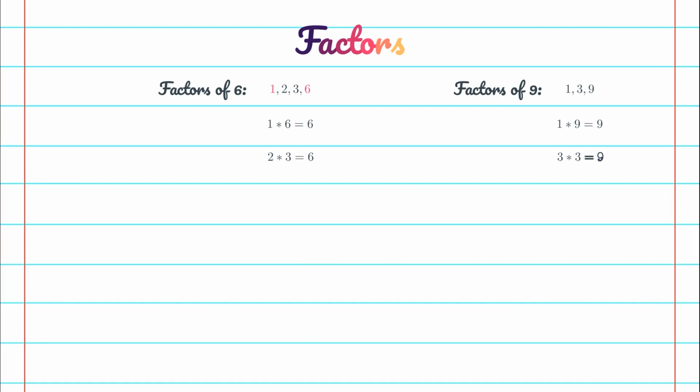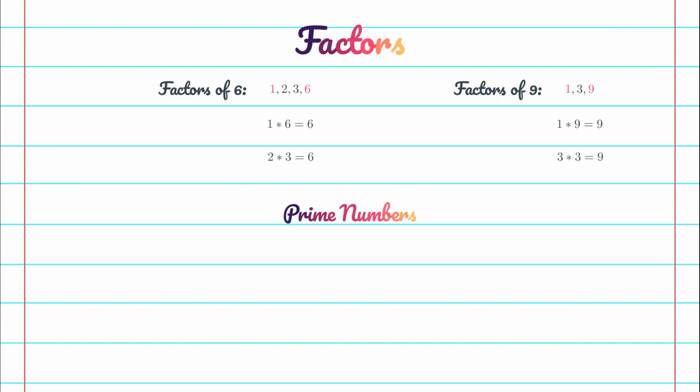Now that we know what factors are, let's move on to our next topic, which is prime numbers. Prime numbers are numbers that have only two factors, 1 and the number itself. Examples of prime numbers are 2, 3, 5, 7, 11, 13, and the list goes on. Let's see why that is the case.